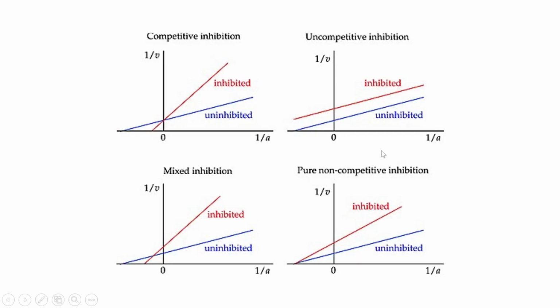So if you see in the Lineweaver-Burk plot for non-competitive inhibition, the x-intercept remains the same because Km is the same, whereas the y-intercept changes. So the 1 upon Vmax will be greater than the 1 upon Vmax value for the uninhibited enzyme. Here you can see the blue line showing the uninhibited enzyme and the red line showing the inhibited version.